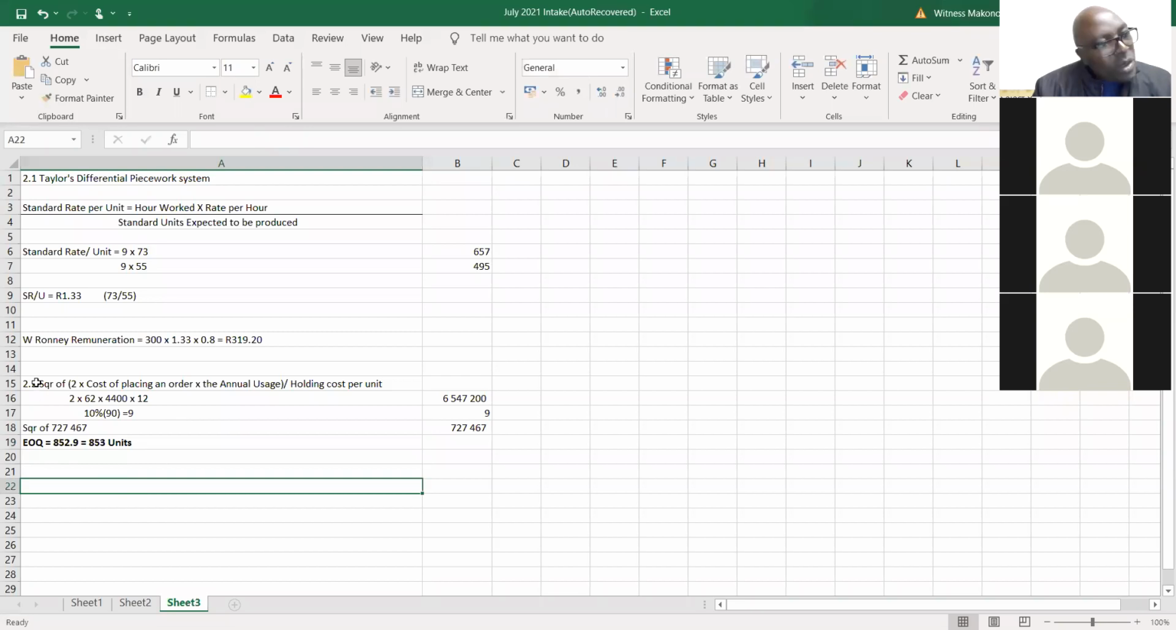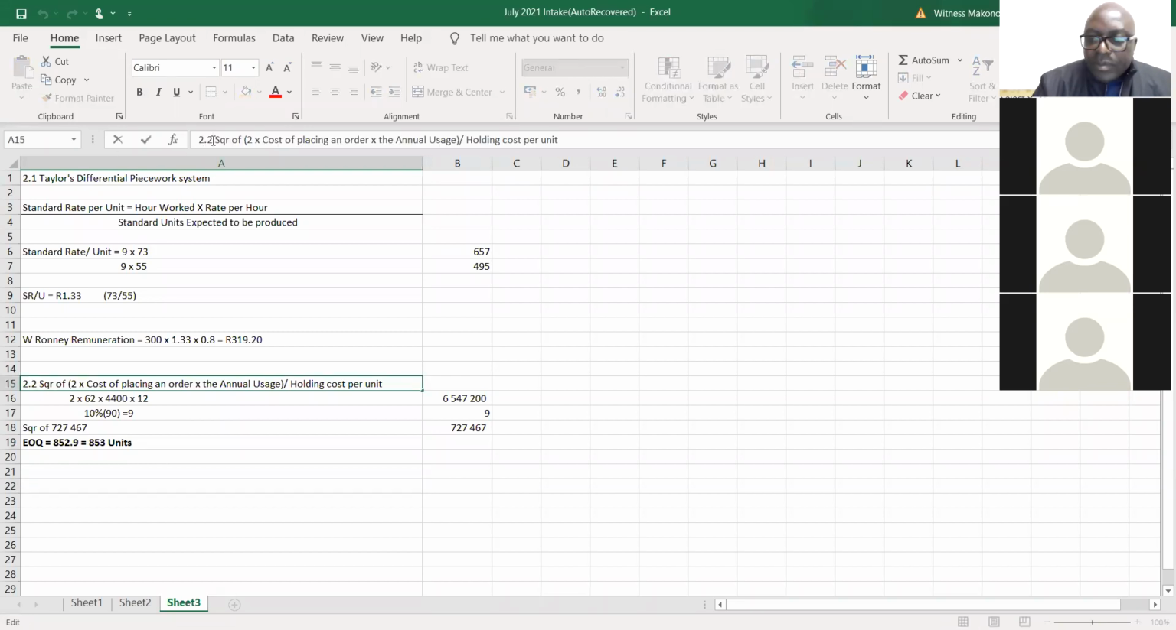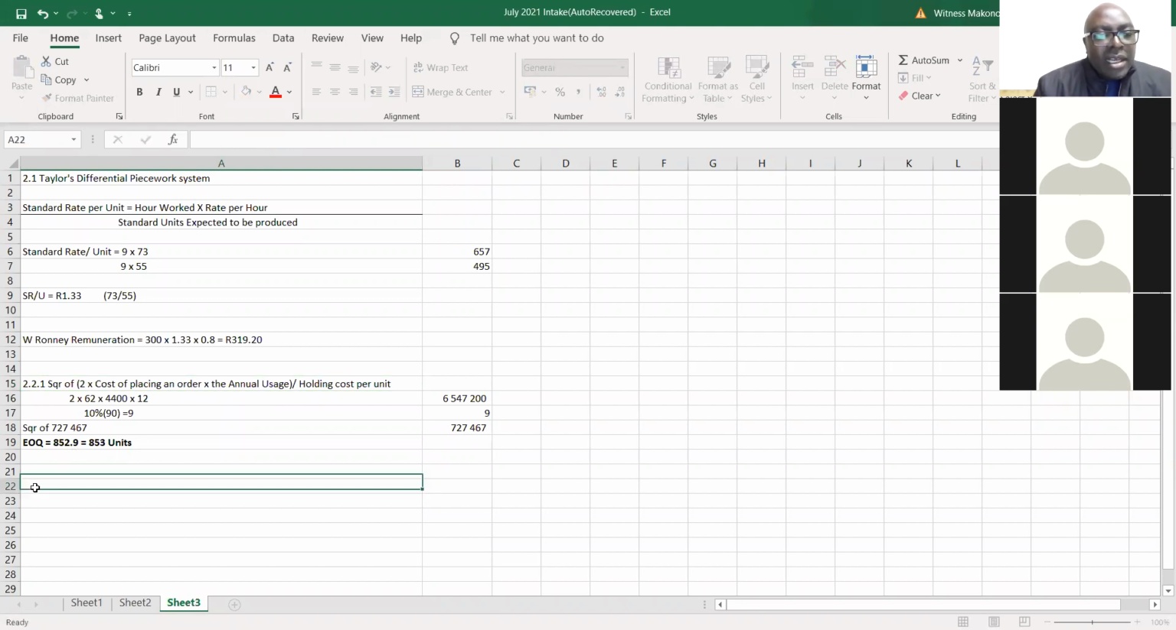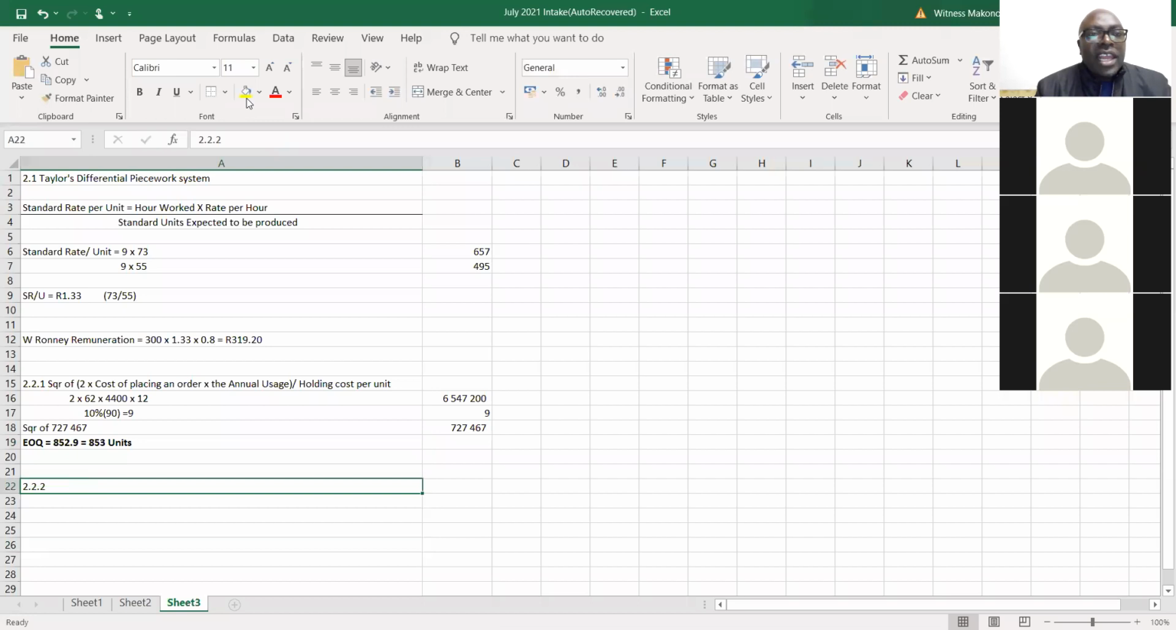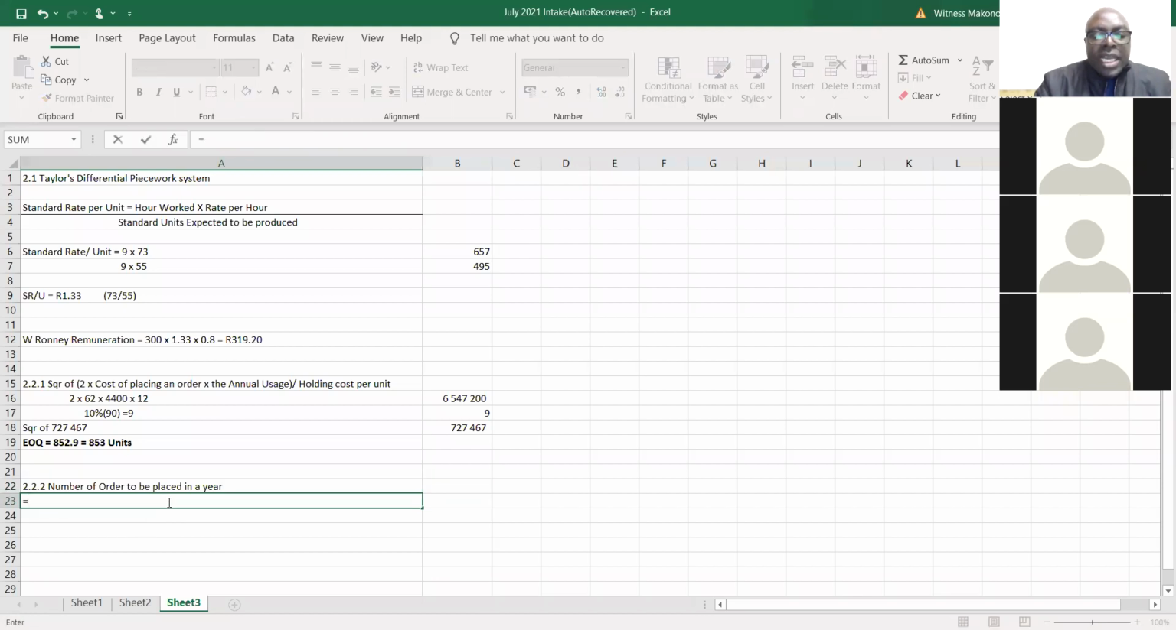Okay, so this was 2.2.1. Then 2.2.2 says calculate the number of orders that need to be placed for the year. This one is very easy. The formula for the number of orders to be placed in a year is equal to the annual usage over the economic order quantity.